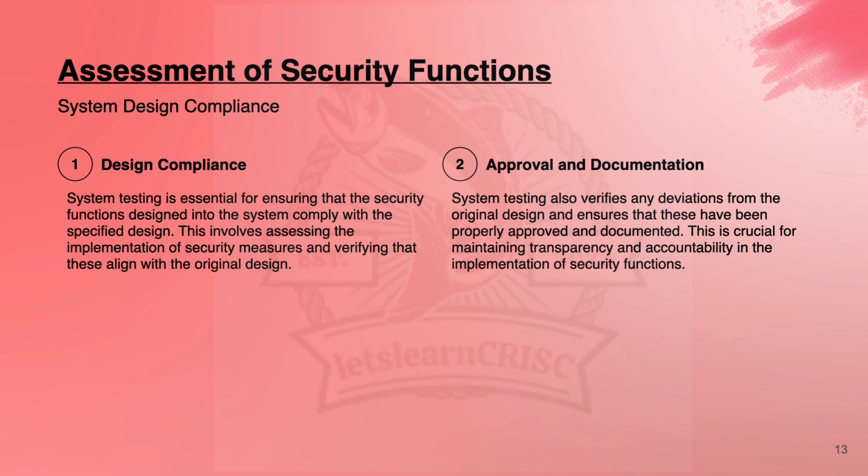Friends, this is crucial for maintaining transparency and accountability in implementation of security functions. Friends, system testing plays a crucial role in verifying deviation from the original design, ensuring proper approval and documentation, and this contributes to the transparency, accountability, and compliance with the process and effective risk management in the implementation of security function within the system.